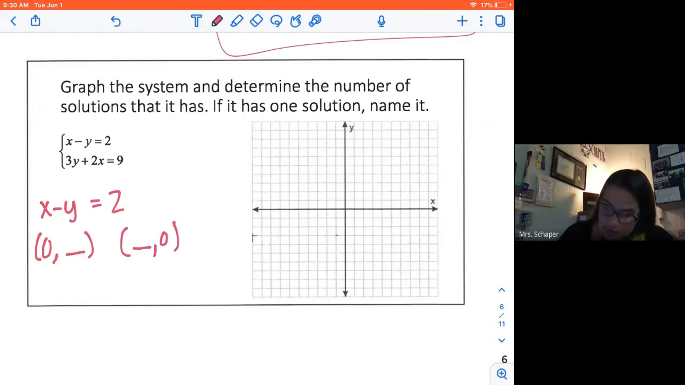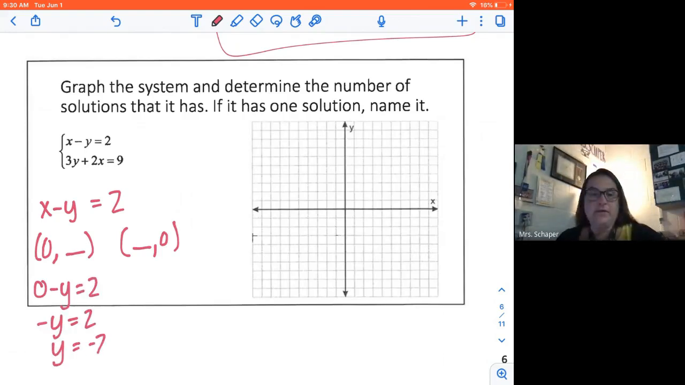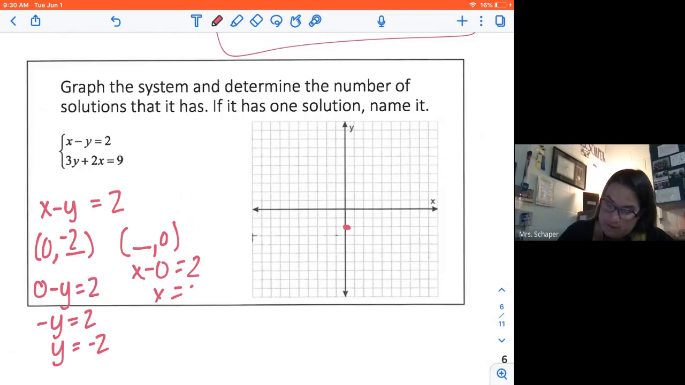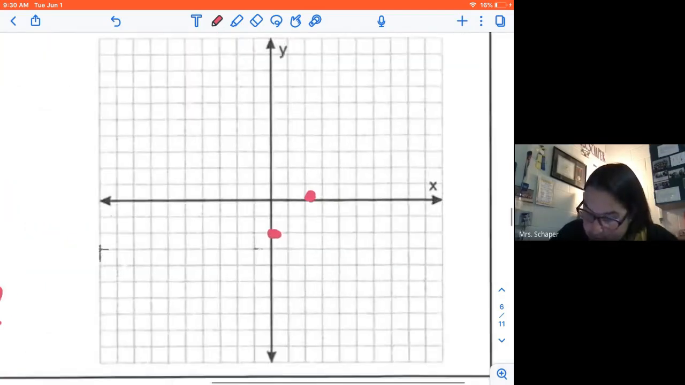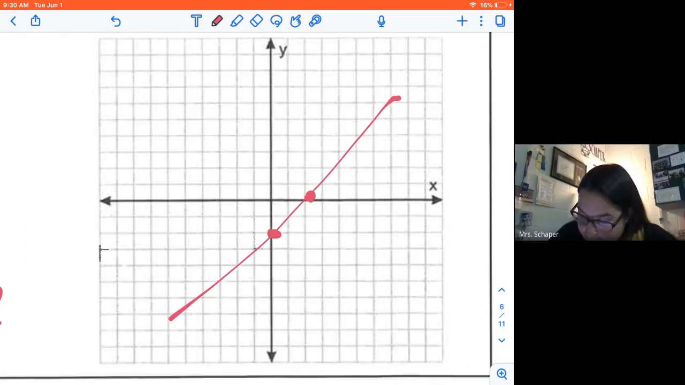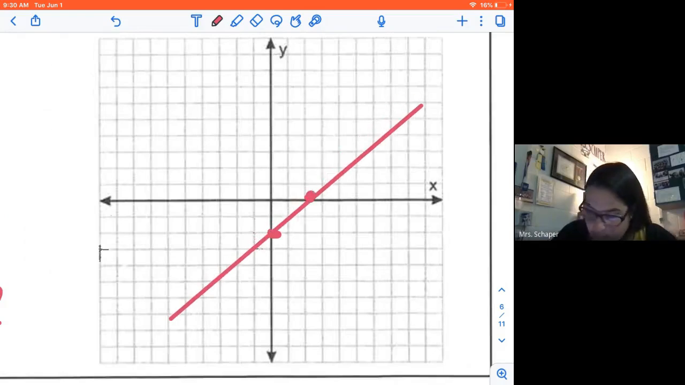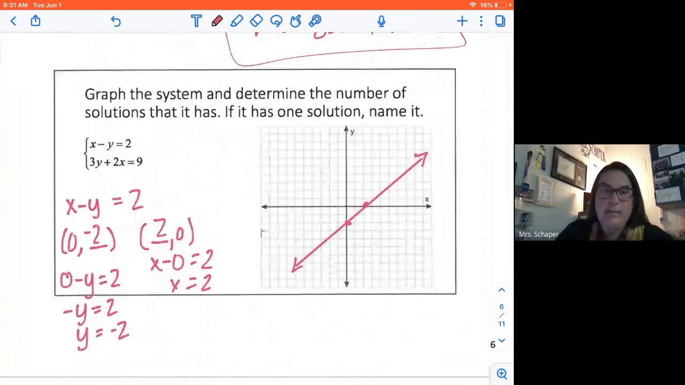All right, so 0 minus y equals 2. Negative y equals 2, y equals negative 2. All right, so that's one spot where this crosses. And then x minus 0 equals 2, so x equals 2. All right, so I'm going to graph it out this way. Okay. And then I'm going to go ahead and graph the other one.